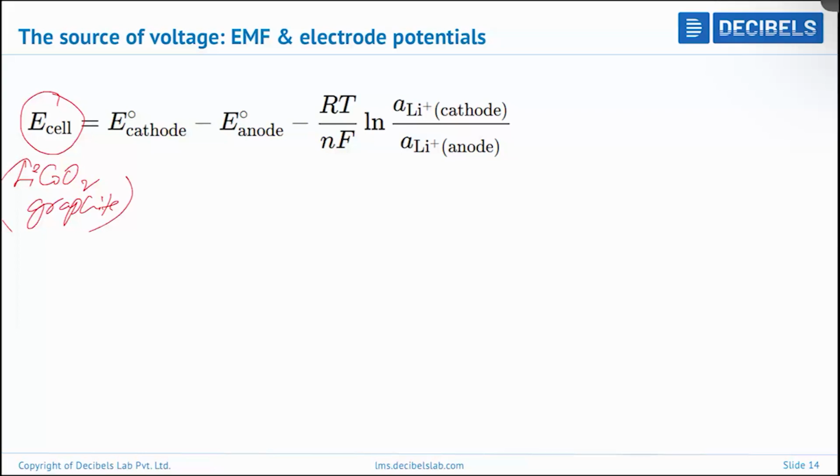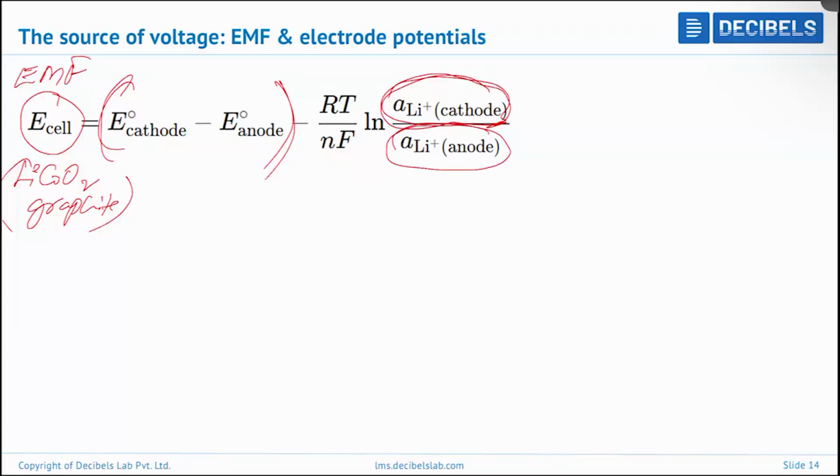The voltage, also called EMF, or driving force, electromotive force, is equal to E naught of cathode minus E naught of anode. E naught of cathode means LiCoO2, and E naught of anode is graphite, minus RT by nF into log base e of the activity, the concentration of lithium ion in the cathode divided by the concentration of lithium ion in the anode.